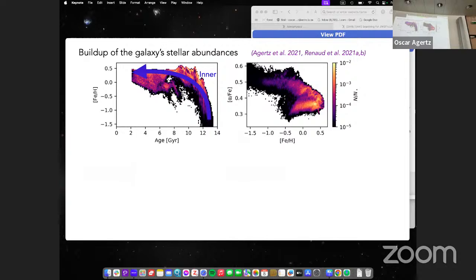So for Andromeda there is some IFU data, and you can't resolve the populations, of course, but it seems to be much messier. There doesn't seem to be any clear bimodality in the Andromeda galaxy.